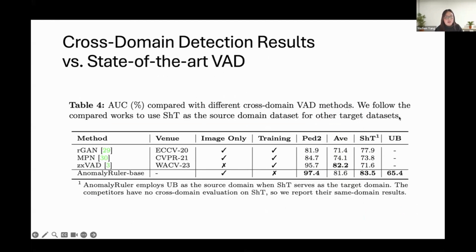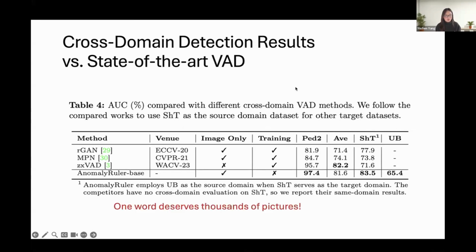Cross-domain VAD means the training, or in our case the induction stage, is done on a target dataset, and the testing, or in our scenario the deduction, is done on another dataset. So here, for Avenue and UBnormal, our source is ShanghaiTech, which means we use the rules generated from the ShanghaiTech dataset and then test on the other datasets.